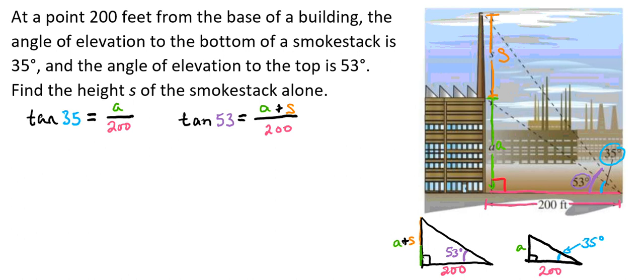Now we want to try and get our variables by themselves. So we're going to begin by multiplying both sides by 200, which then gives us that A equals 200 times the tangent of 35. And on our other triangle, we'll do the same step. We'll multiply both sides by 200. Oops, let's switch colors.